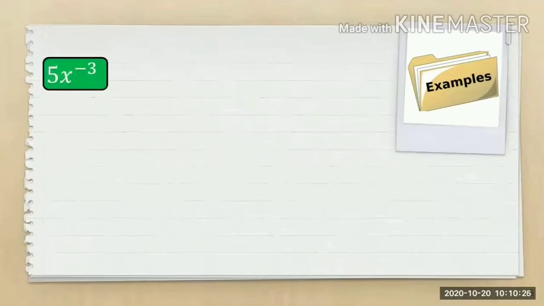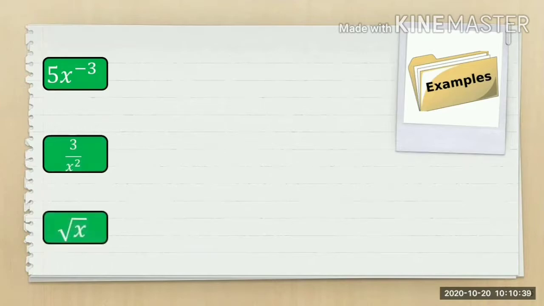So examples, so we have here 5x raised to negative 3. So is this a polynomial or not? We also have 3 over x squared. So identify din natin if it is a polynomial or not. And we also have square root of x.